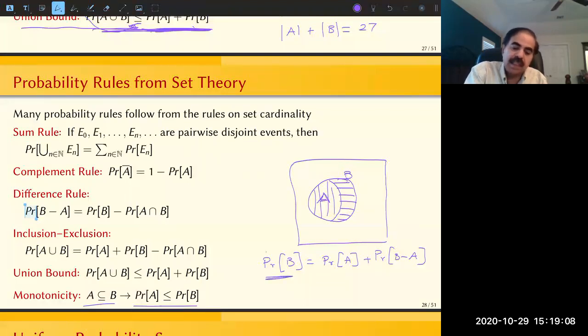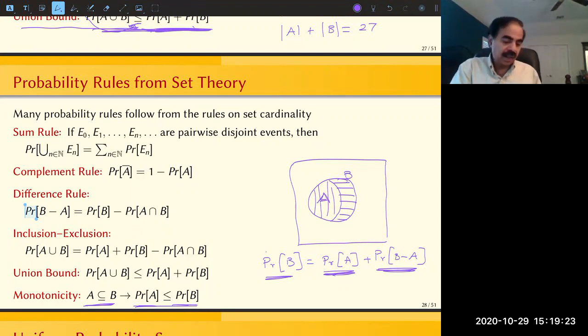And so we can very easily say that the probability of B is going to be the probability of A plus some quantity, right? So therefore, we can say that if A is a subset of B, then probability of A is always going to be less than or equal to probability of B, right? So again, all of these can be understood very easily by just simply drawing the Venn diagram.